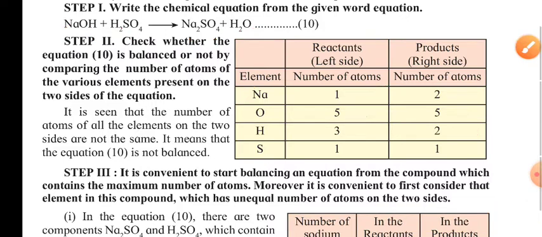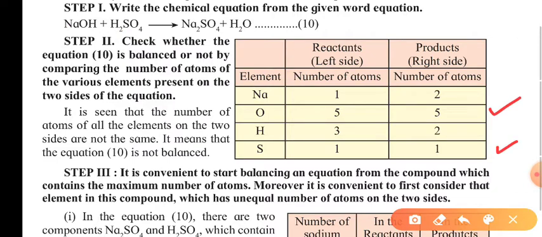So only oxygen and sulfur are balanced, because both are 5 for oxygen and both are 1 for sulfur. Hydrogen and sodium are not balanced. So we have to balance them. We have to make a difference in the number of molecules so that the atoms will be equal.